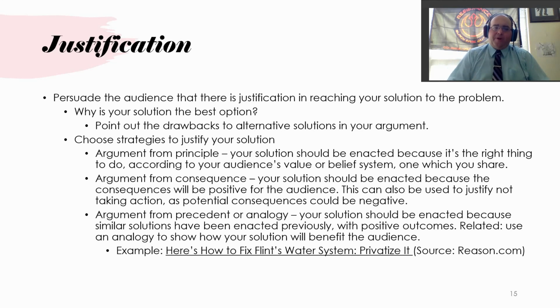One thing you can do here is point out the drawbacks to alternative solutions in your argument. Okay. This is where you can refute other possible solutions. Try to say, hey, it might seem like a good idea, but here are some drawbacks where it's not going to help as many people as we need it to. Okay. There's certain things that are going to be more cost effective. Certain things are going to be more permanent. Okay. Once you've come up with the whys for your solution being the best option, you need to choose strategies to justify that solution. So, a few different approaches you can take.